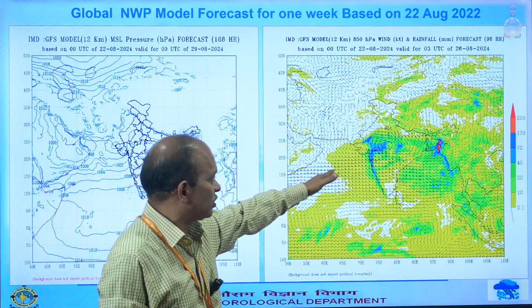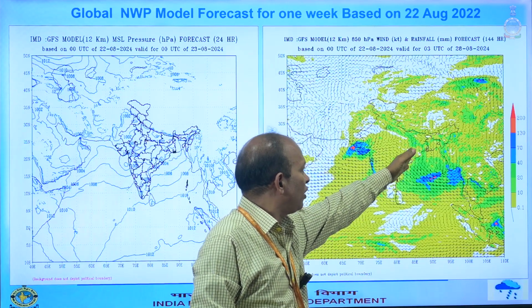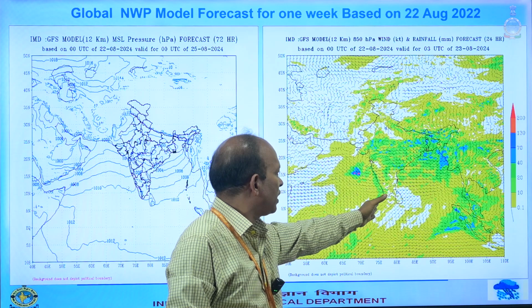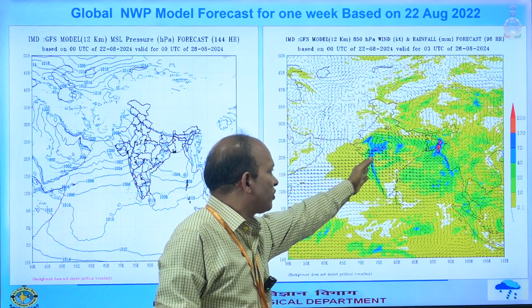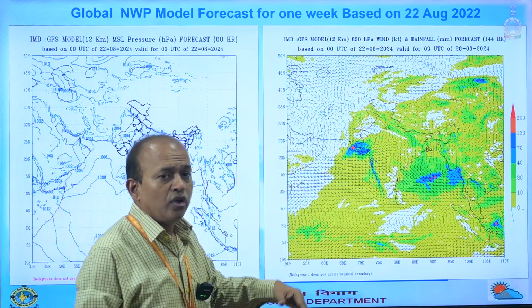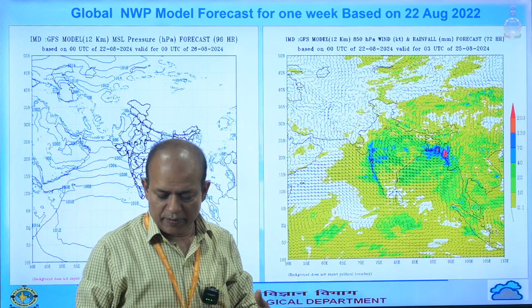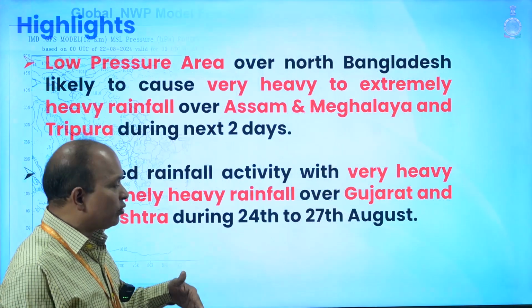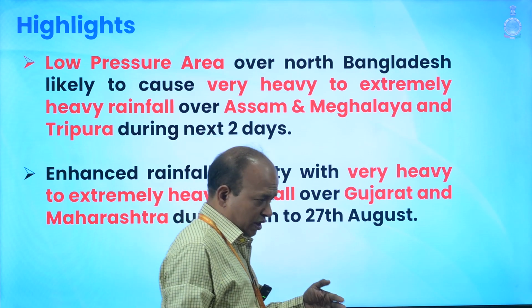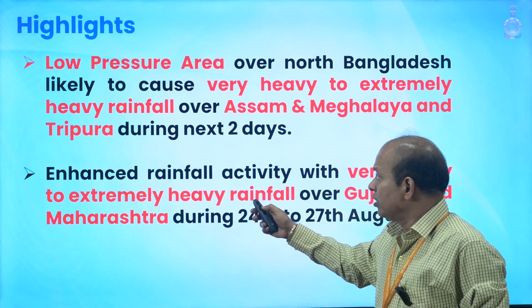If you see the rainfall associated with this system, how it is moving, the rainfall belt is moving towards the west, and there is also a contribution from this low pressure system, and both systems. So this belt will actually get good rainfall activity, as the model indicates. Based on our available forecast, yes, we are giving the warning also.